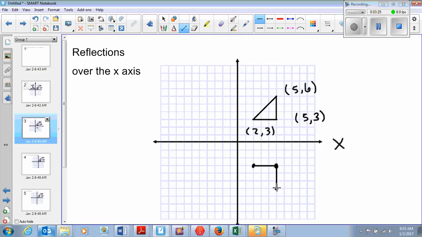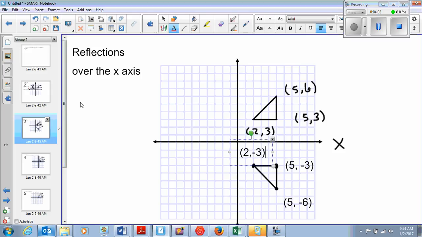Notice how it's been reflected across that axis. And then look at where our points are actually going to be located. This point turns into this, so it's still positive 5, but instead now it's going to be (5, -3). Down here, we're still going to have positive 5, but it's going to be negative 6. And then over here, we still have positive 2, but it's actually going to be negative 3.